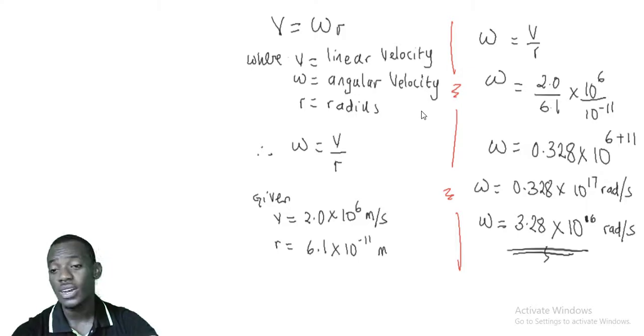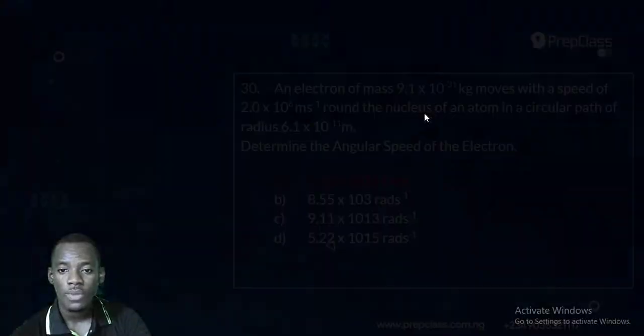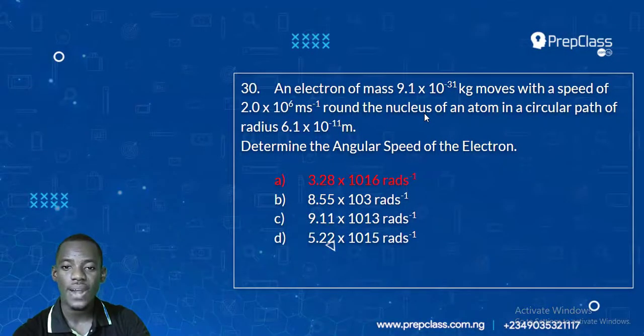But I have to guarantee that it is not in the options, so I have to bring it to standard form. The 0.328 will become 3.28. That point will move to the right. Then times 10 to the power, instead of 17, you have to minus 1. Whenever you move the point to the right, you have to minus 1 from the power of 10. That will become 17 minus 1, which is 10 to the power 16. So that will become 3.28 times 10 to the power 16 rad per second. That's the unit of angular velocity, and that's my answer. And that makes option A the correct answer.